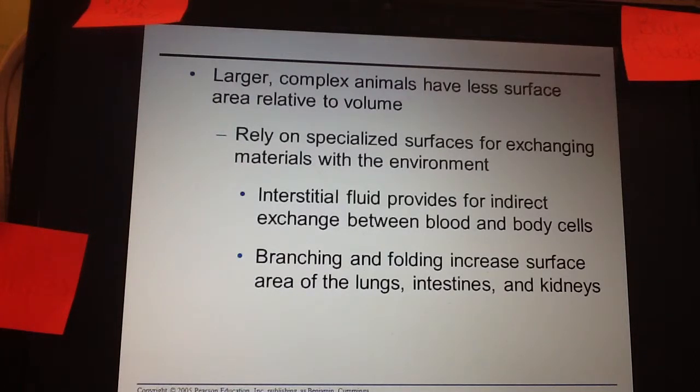And so one of the things that we have is interstitial fluid. That means that the surroundings of our cells are actually liquid, which allows for diffusion to occur. And the other thing we have is a lot of branching and folding. By doing that, we're increasing the surface area of things that are in communication with the external environment. Things like our lungs, our intestines, and our kidneys.